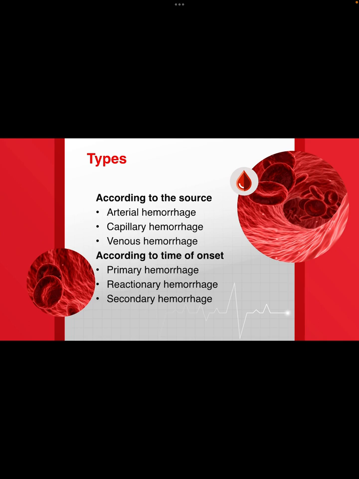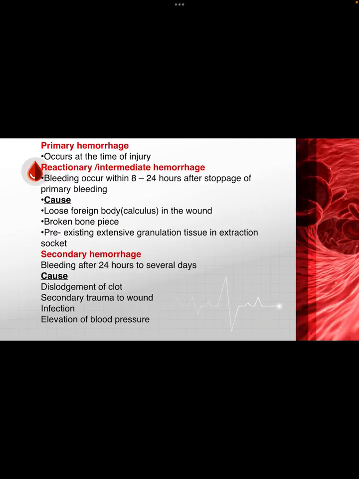Coming on to its classification, the types are according to the sources. What we have discussed are arterial, capillary and venous types of hemorrhage. According to the time of onset, you can term it as primary hemorrhage, reactionary hemorrhage and secondary hemorrhage. Primary hemorrhage occurs at the time of injury. For example, when we do an extraction, immediately you can see a bleeding. That will be capillary hemorrhage and we can term it under primary hemorrhage.